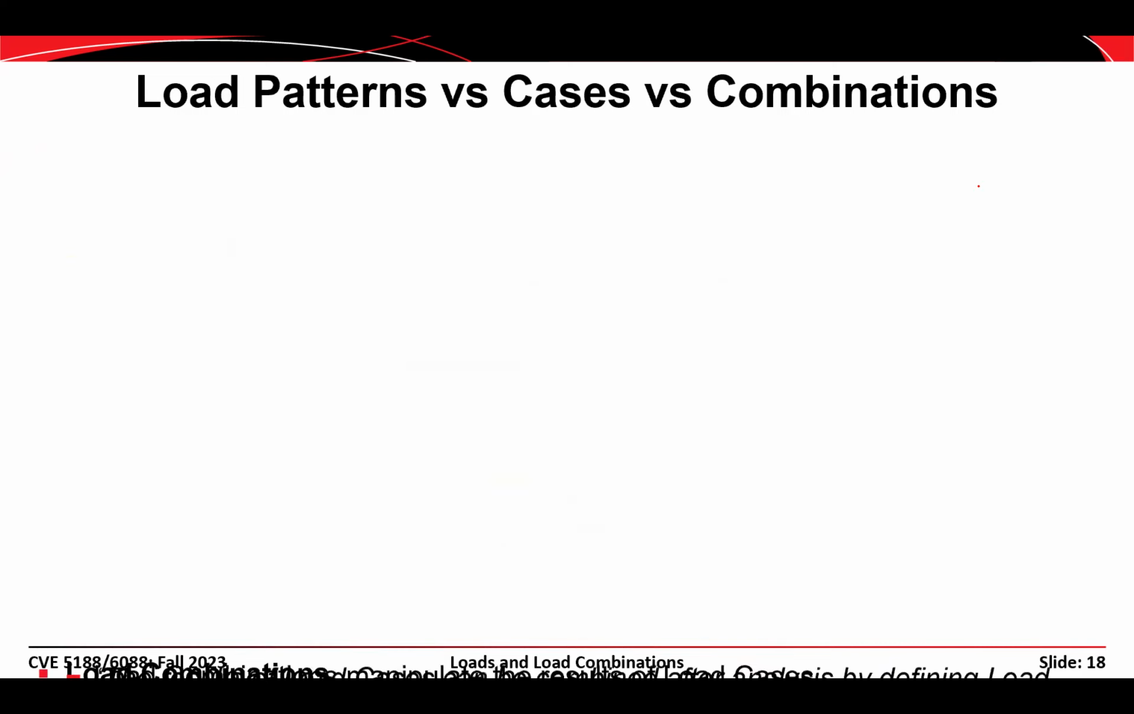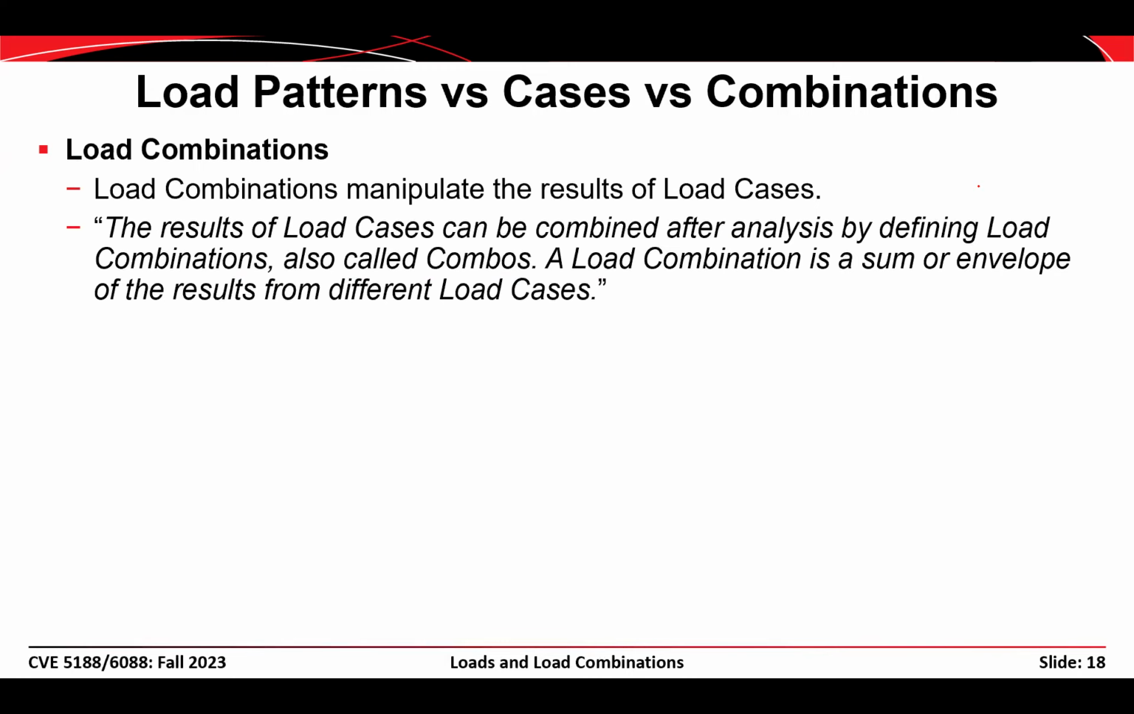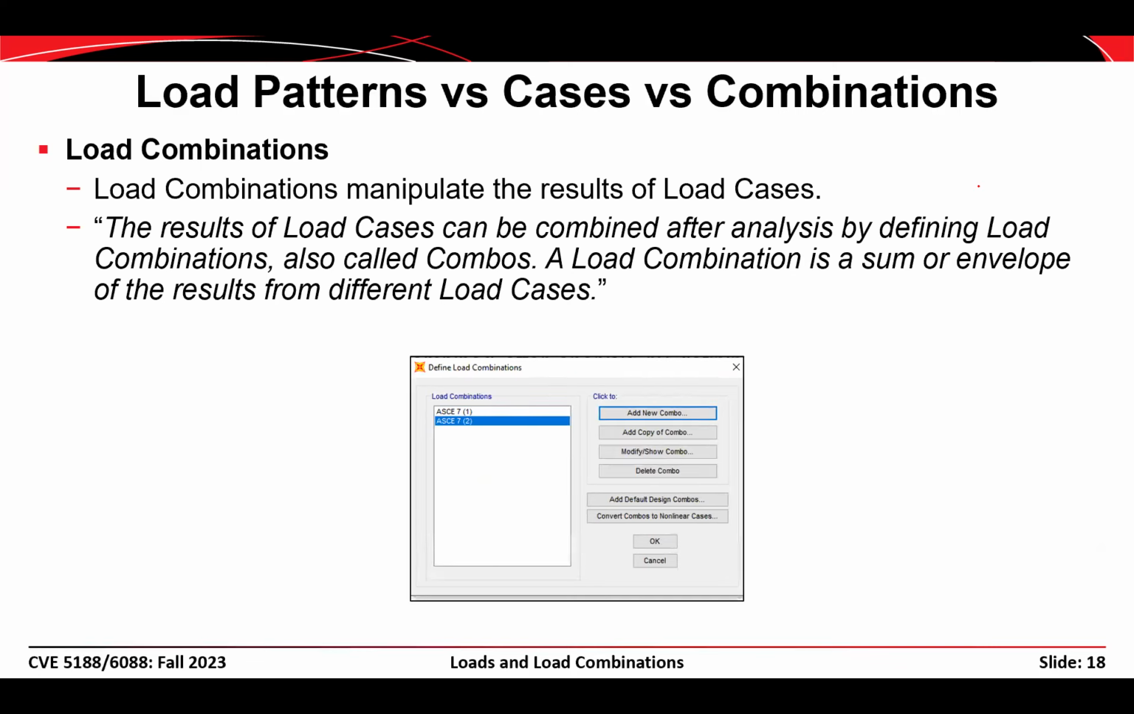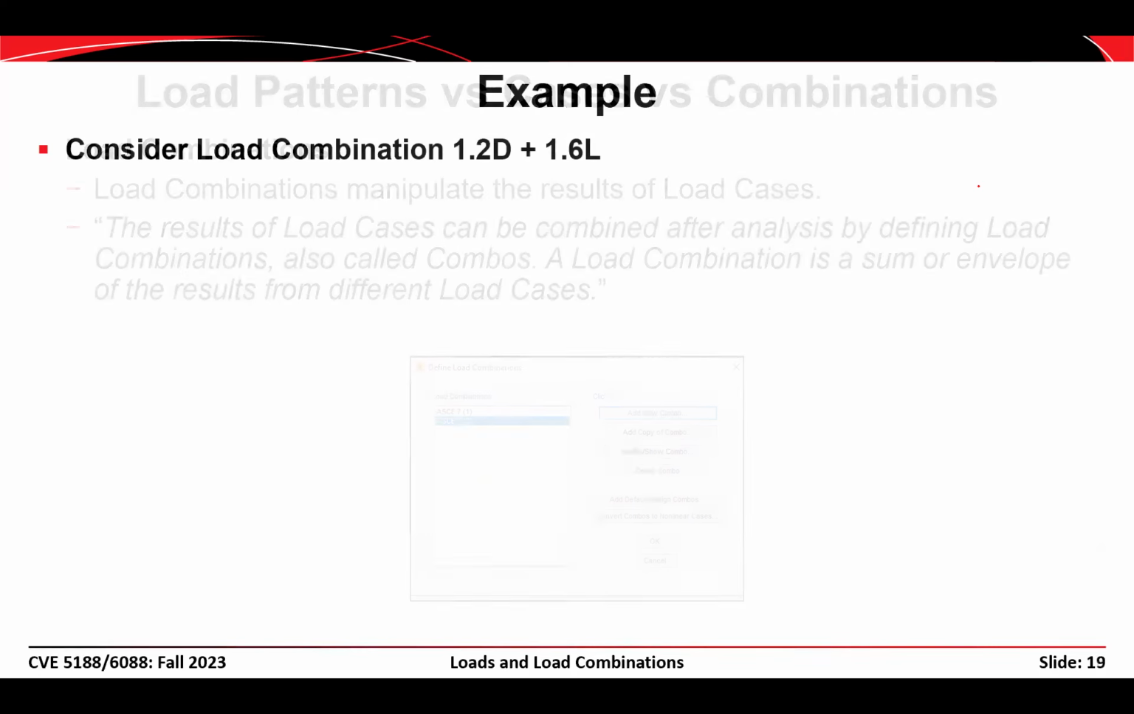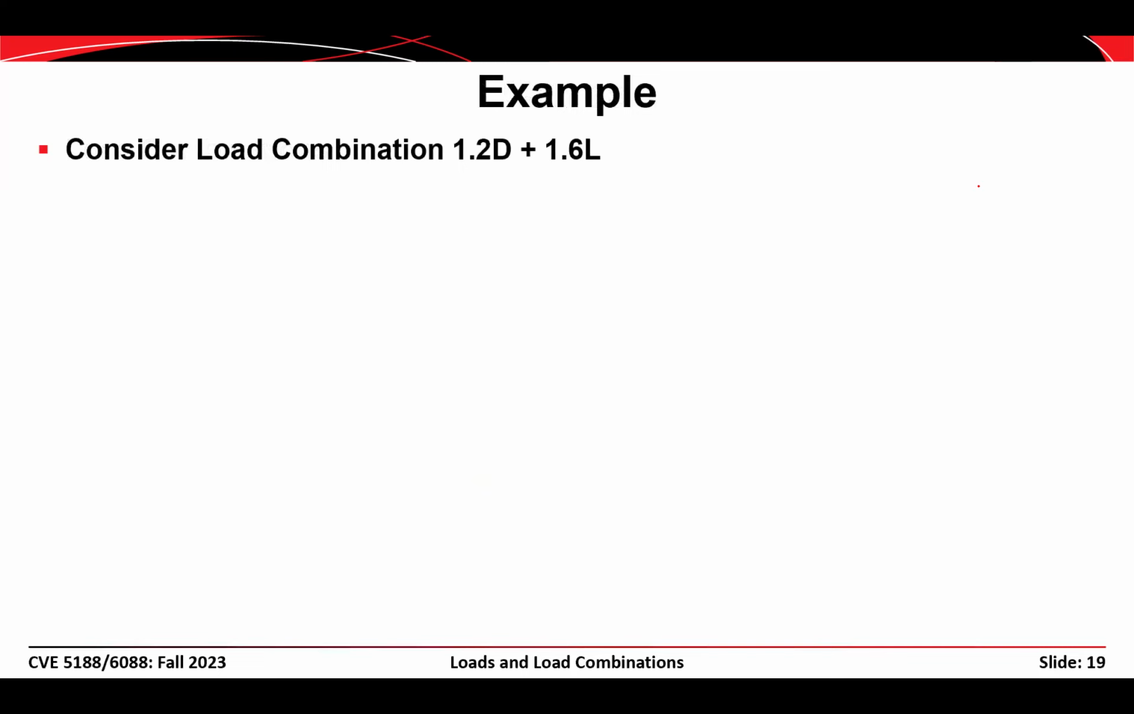And then finally, the load combinations are where we tell SAP what to do with the results. So we take the result of a dead load analysis, or the result of a live load analysis, and combine them using certain factors to get us the results that we're going to use for our design or our design check. Okay, so let's consider an example where we have ASCE 7 load combination number 2. We have 1.2 dead plus 1.6 live.